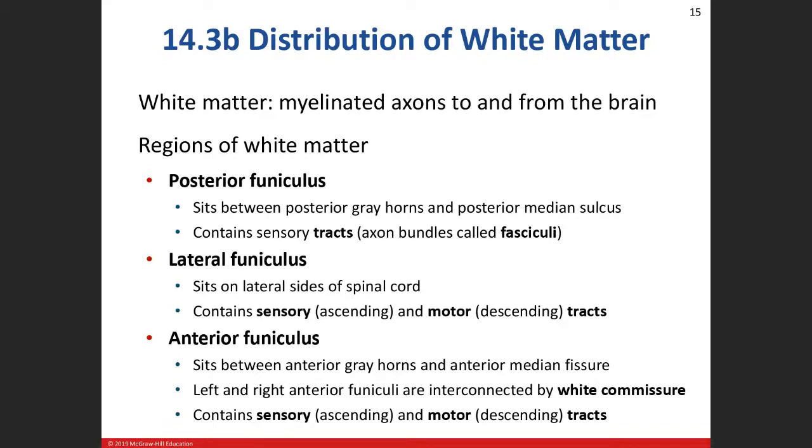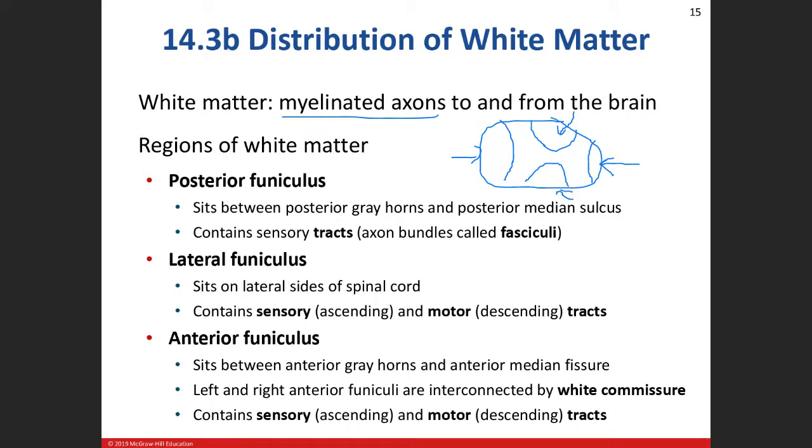All right. So white matter. What is white matter? Easy. Myelinated axons. That's it. Okay. So in lecture today, we were talking about these regions of white matter that are located in your spinal cord. And so we have three regions. We have the posterior funiculus, and then we have our lateral funiculus, and then we have our anterior funiculus. So the posterior funiculus is in the back here. The lateral funiculus is on either side, here and here. And the anterior funiculus is right here.